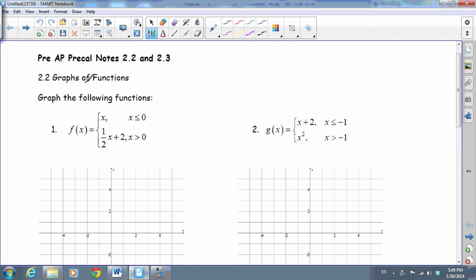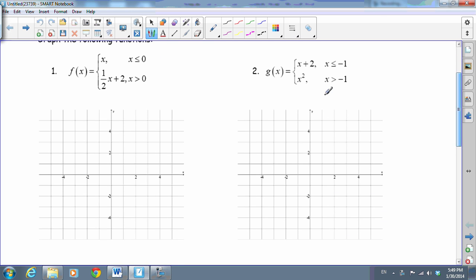On our 2.2, we will try to graph piecewise functions. Let's look at problem number 1. On problem number 1, I have f of x equals x when x is less than or equal to 0, or 1/2 of x plus 2 when x is greater than 0. The first thing you want to do is plug in the value where the interval is changing.